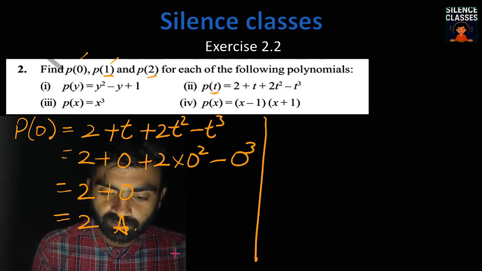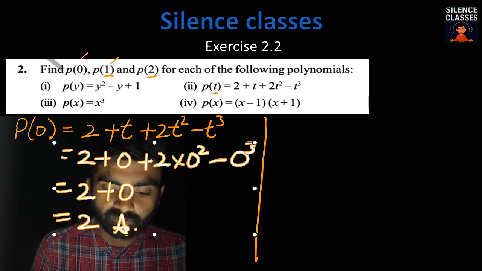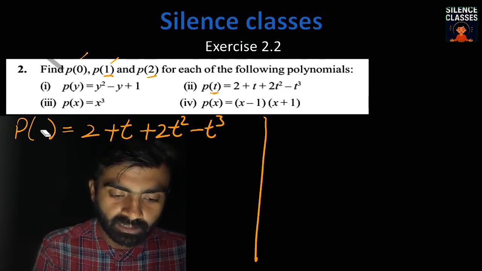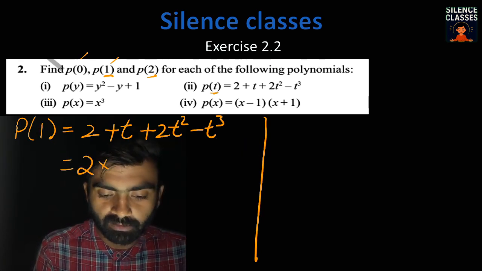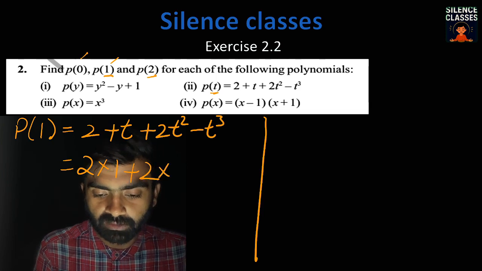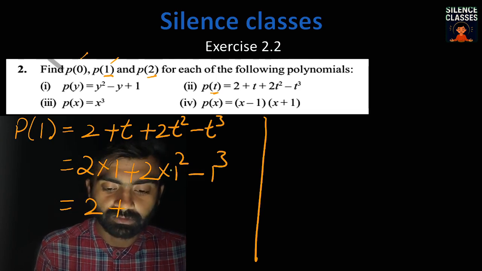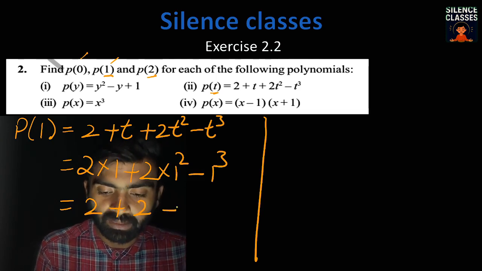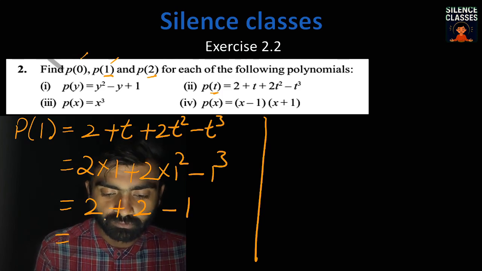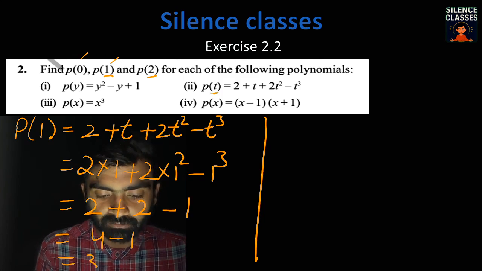Now let's move to the next part. In the place of t, we can put 1 now. So 2 multiplied by 1 plus 2 multiplied by 1 square minus 1 cube. 2 ones are 2 plus 2 ones are 2, and we will get 2 minus 1. So it will become 4 minus 1, it will become 3.